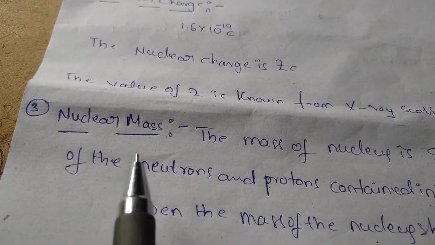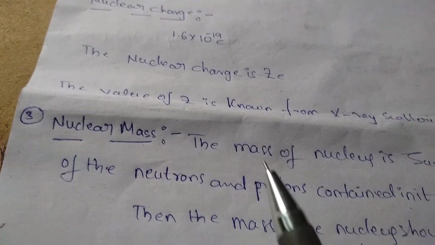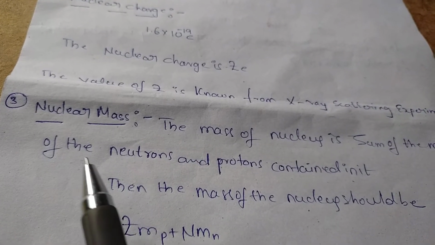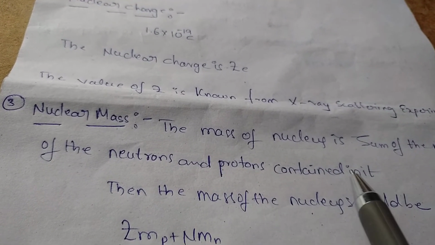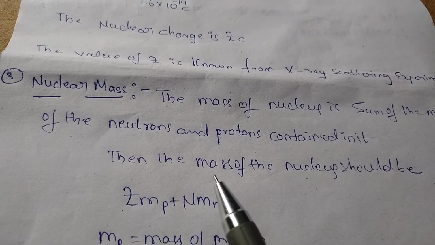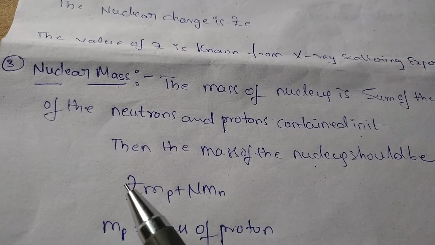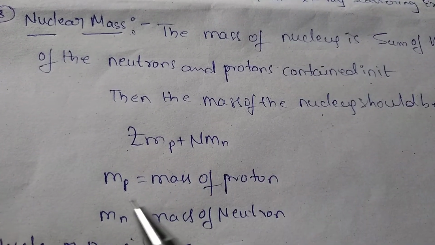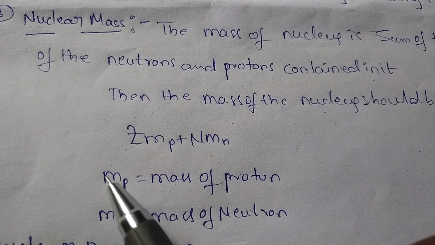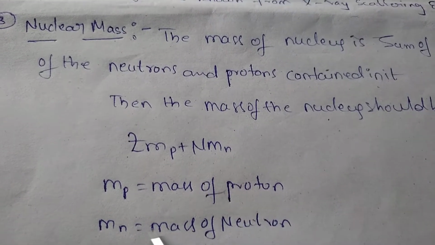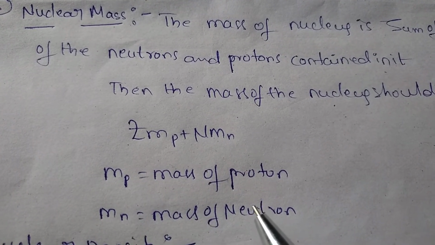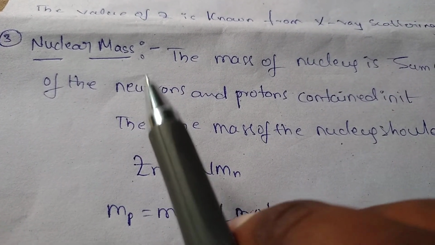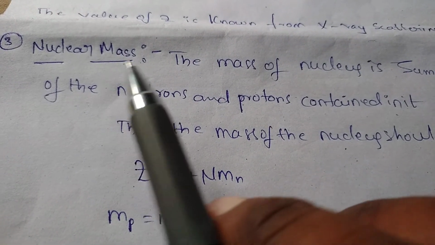Next, nuclear mass. The mass of the nucleus is the sum of the masses of the neutrons and protons contained in it. Then the mass of the nucleus is Z m suffix p plus N m suffix n, where m suffix p equals the mass of the proton and m suffix n equals the mass of the neutron. Nuclear mass is accurately measured from the mass spectrometer.